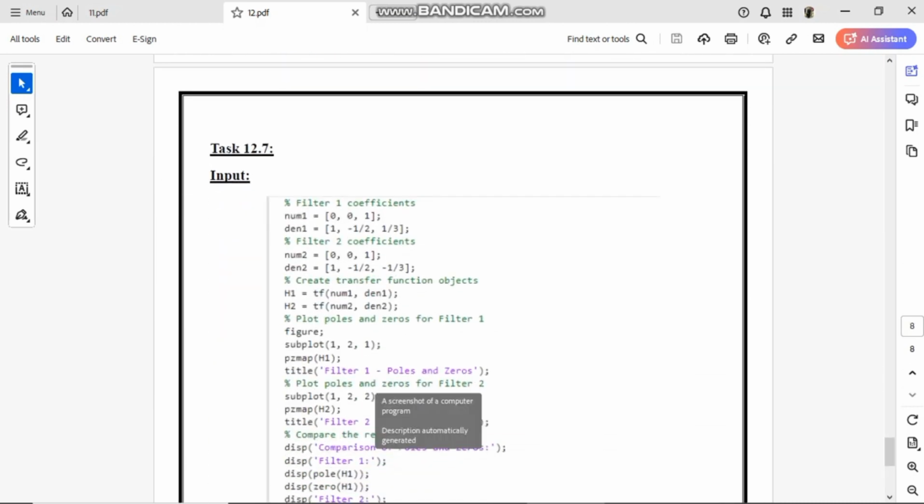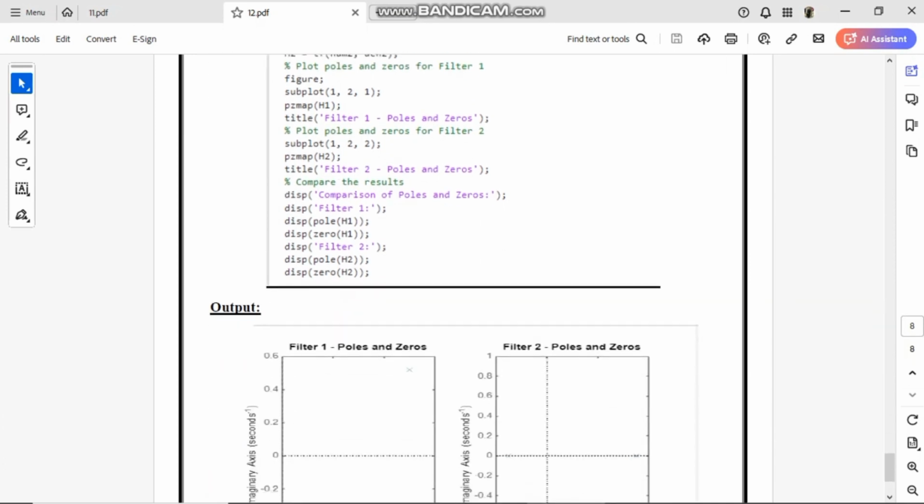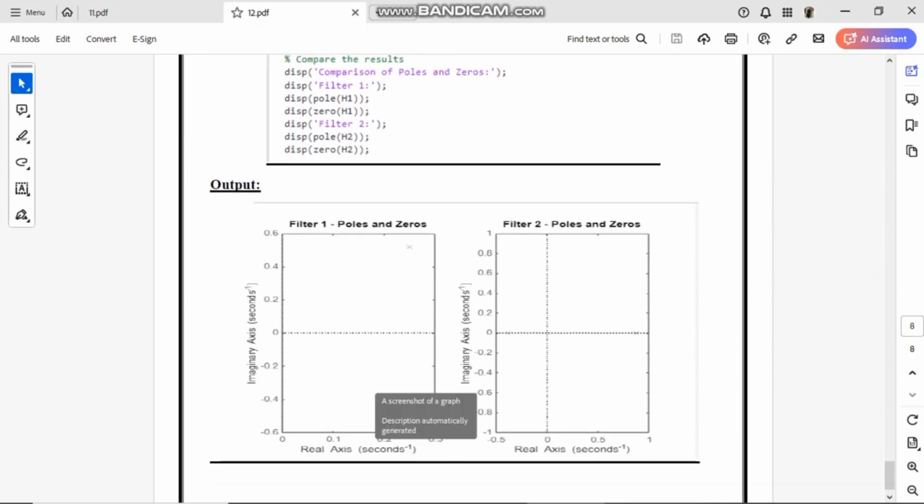The next, probably the last task of our lab, is task number 12.7. Filter 1 coefficients are numerator 1 0 0 1, denominator 1, minus 1 by 2 and 1 by 3. Filter 2 coefficients are 0 0 1, 1, minus 1 by 2 and minus 1 by 3. Then created transfer function objects. Then plotted poles and zeros for filter 1, poles and zeros for filter 2, and then compared the results. Here are the poles and zeros of filter 1, and here in the figure are the poles and zeros of filter 2.